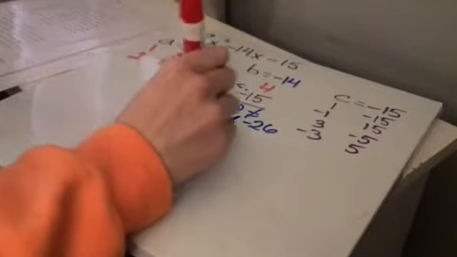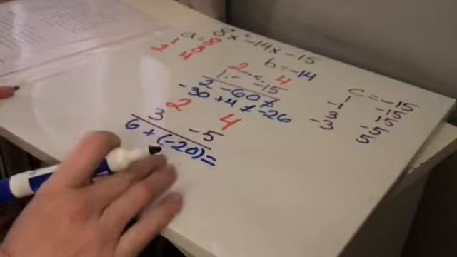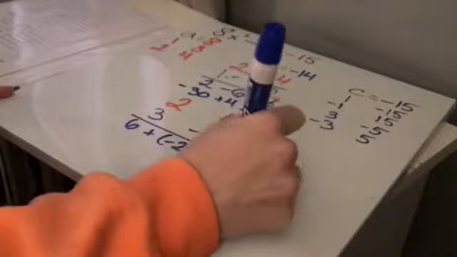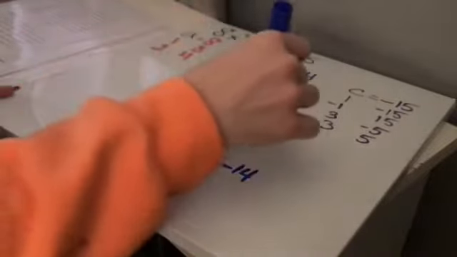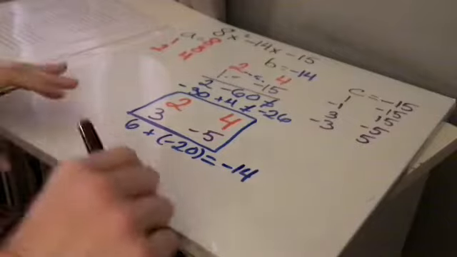So now we're going to do 2 and 4 with 3 and negative 5. Okay, so 2 times 3 is 6. And 4 times negative 5 is negative 20. Well, 6 plus negative 20 is negative 14. That's what we want. So this is the combination we're going to use. Okay? So we have to figure out how to set up our parentheses.